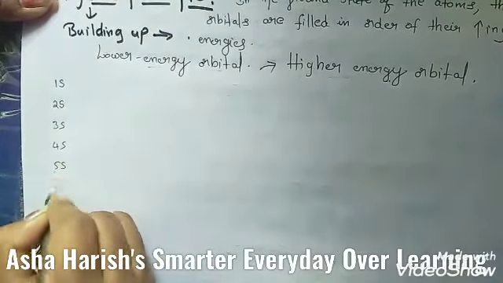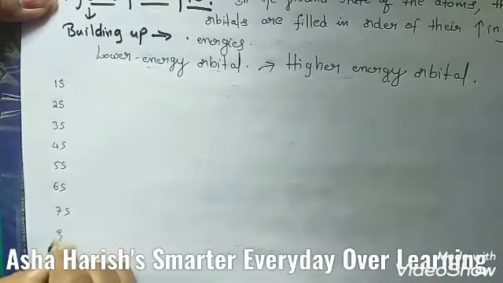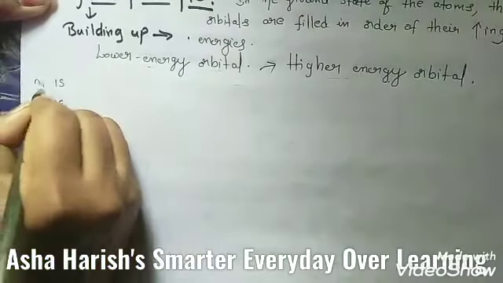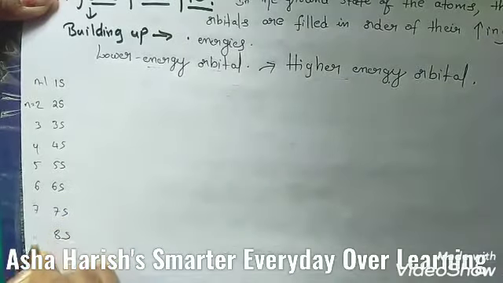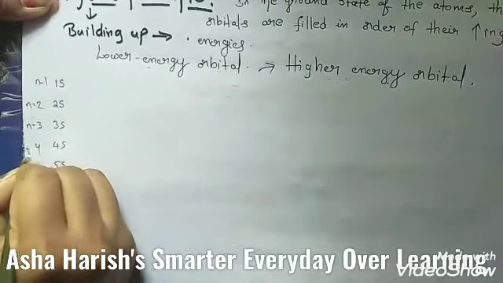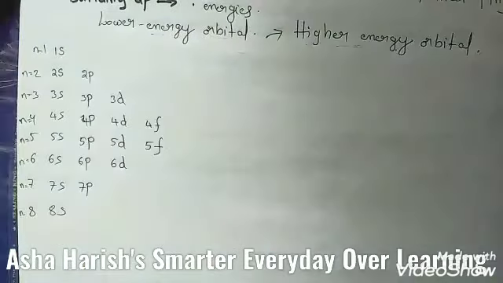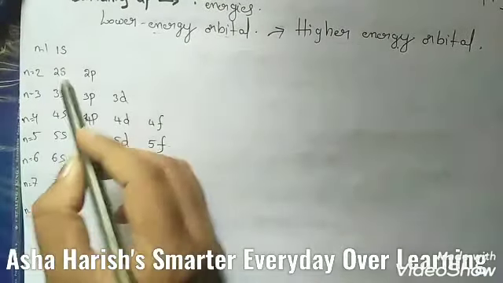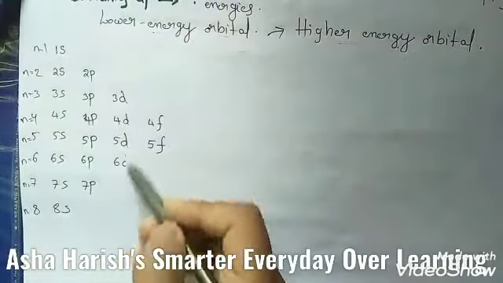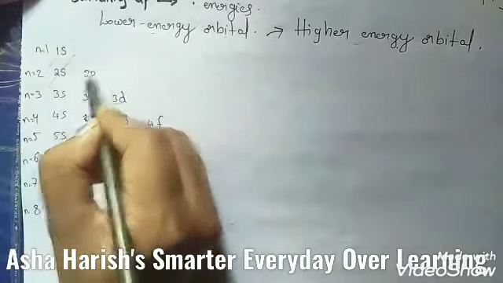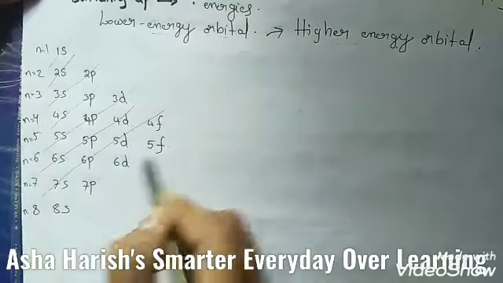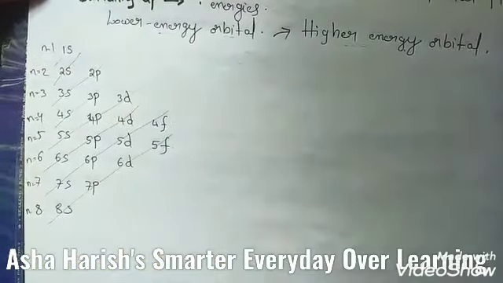These are the n values. So n is equal to 1, 2, 3, 4, 5, 6, 7, 8. These are the n values, like this. These are all s orbitals, p orbitals, d and f orbitals. If you draw like this, we can get the increasing order of these energy levels students.